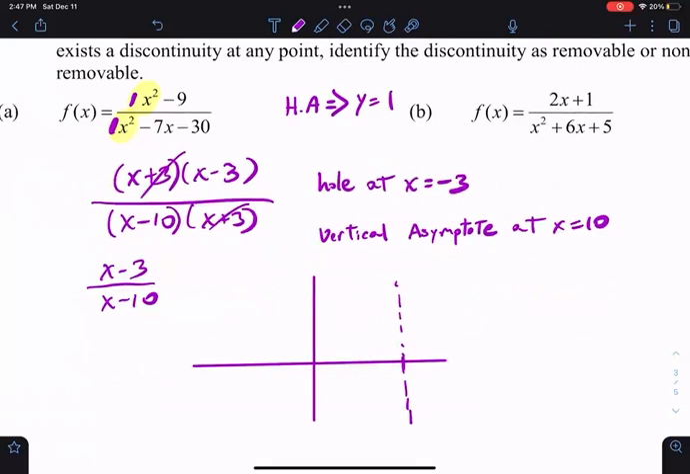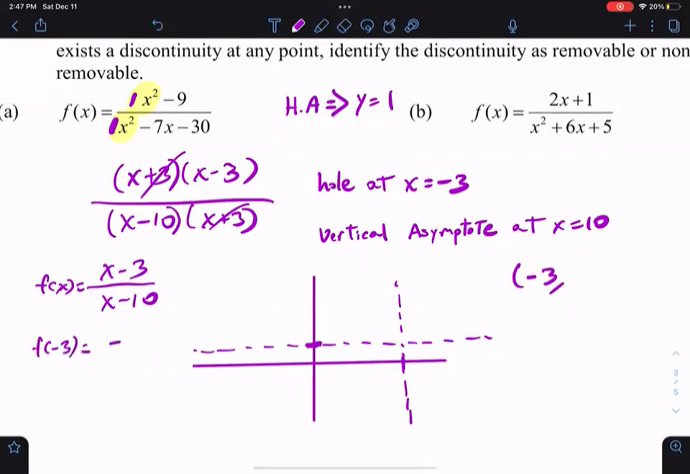And there's a horizontal asymptote at y equals 1. So that's around here, right? And we have a hole at x equals -3, right? So if we want to find the ordered pair, I need to plug it into the reduced version of the rational function, right? So if I plug f of -3 here, I will get my y value.